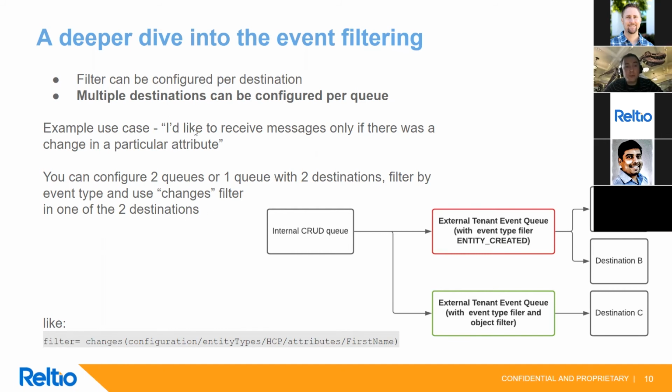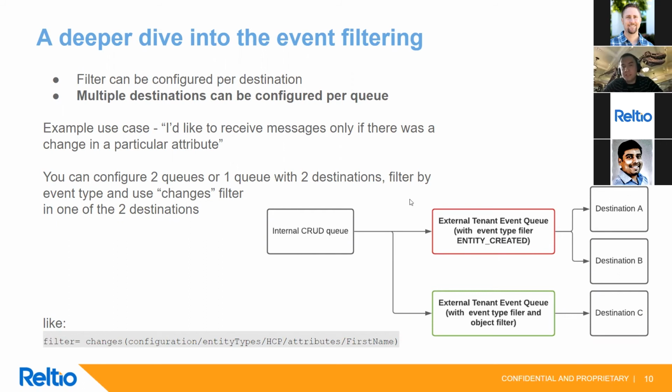Let's continue the deeper dive into event filtering. Just two things to consider. A filter can be configured per destination, and multiple destinations can be configured per queue. This is not documented anywhere, but we will definitely document it. If you ever saw the physical configuration of the queue, you see that it's actually called destination there. The way we work with it today through our UI is one destination allowed per queue, but you can actually have many.